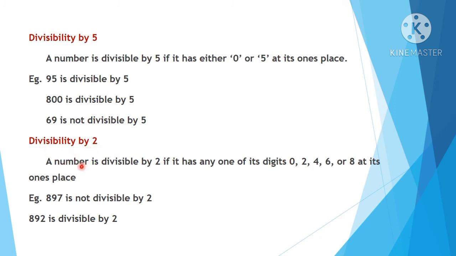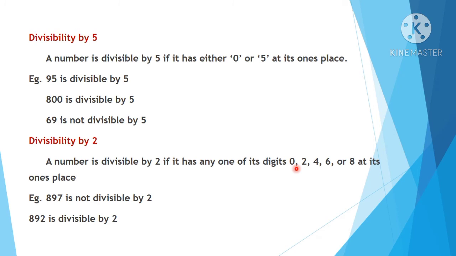So in the ones place you should have 0 or 2 or 4 or 6 or 8. Then we can say that number is divisible by 2. Okay. So for 10, what should be in the ones place? 0. For 10, in the ones place, you should have 0. Then we can say that number is divisible by 10.